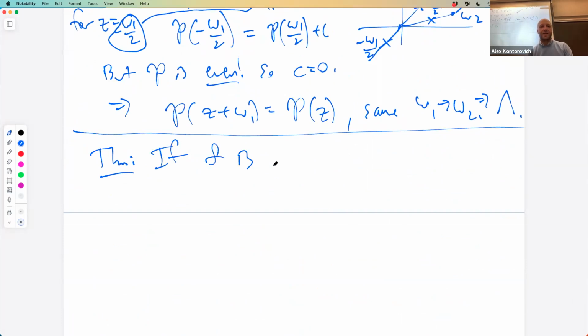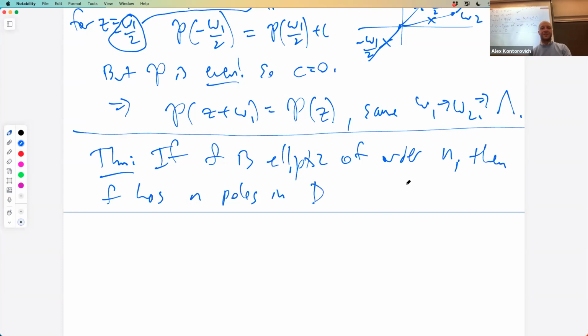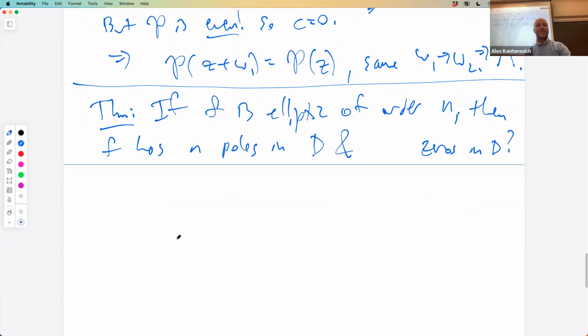If f is elliptic of order, let's say n, then f has n poles in D. That's just the definition of order. And let's figure out how many zeros. How many zeros can f have in D? How can we access poles and zeros? Exactly, the logarithmic derivative. Let's do the argument principle. The argument principle is to integrate 1 over 2 pi i over the boundary of a fundamental domain, again making sure that f has no zeros or poles on the boundary.